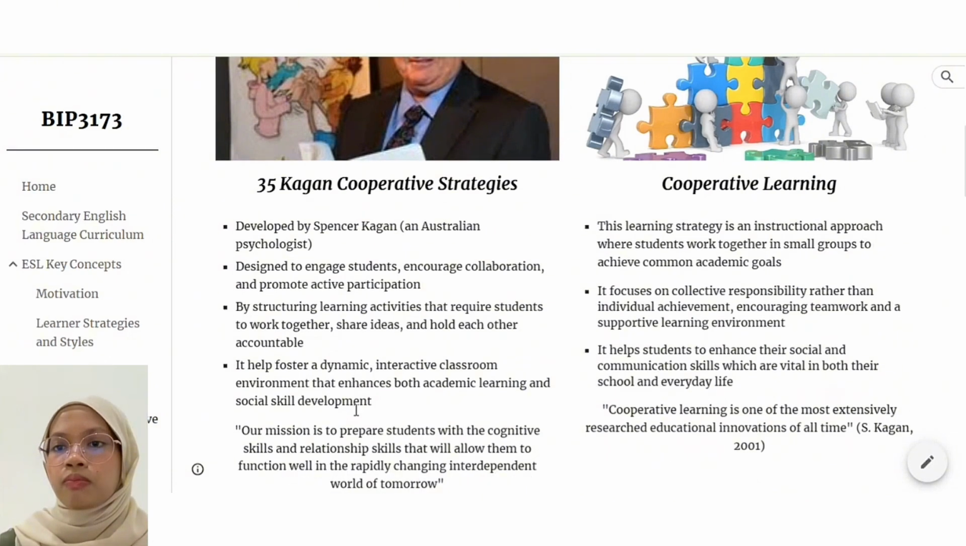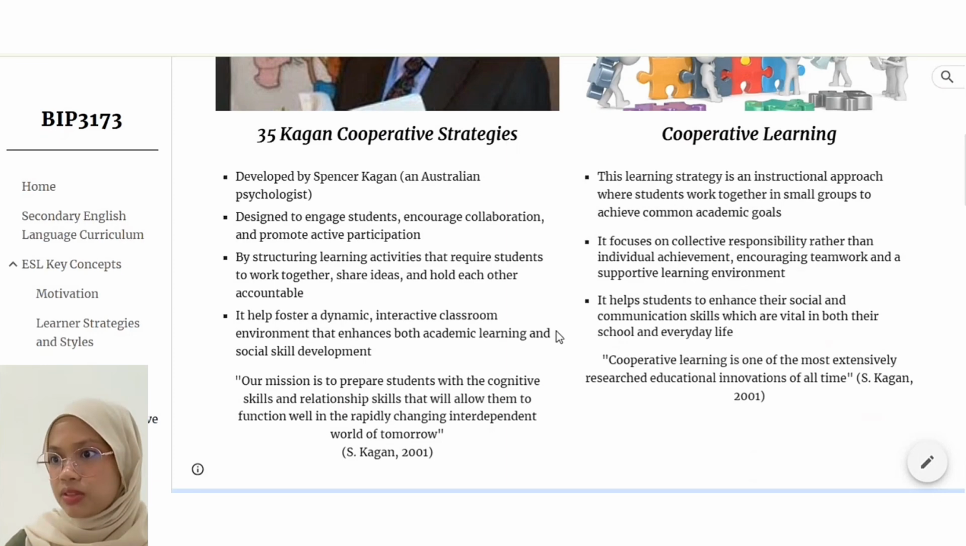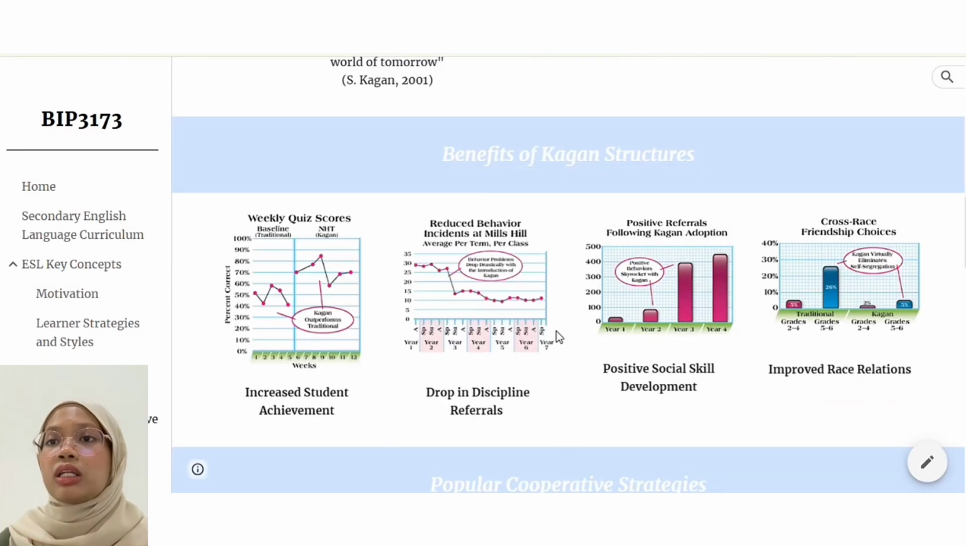Specifically, why cooperative learning? It is because this learning strategy is an instructional approach where students work together in small groups to achieve common academic goals, and it focuses on collective responsibility rather than individual achievement. This helps students enhance their social communication skills, which are vital both in school and outside of school life. The benefits of Kagan structures include increased student achievement, as can be seen in all the graphs shown, a drop in disciplinary referrals, positive social skill development, and lastly, improved race relations.